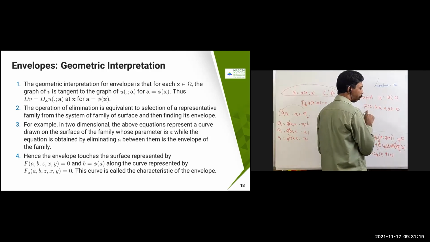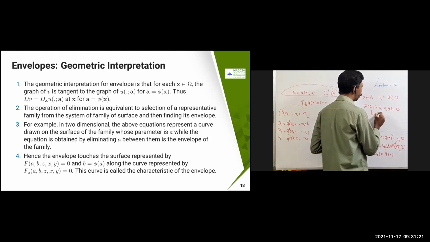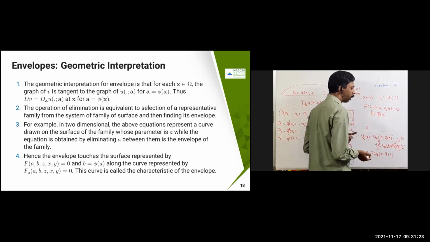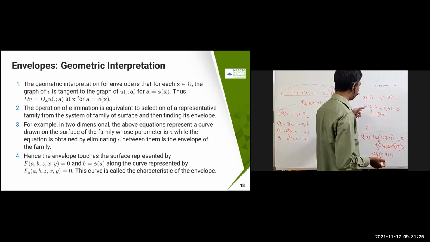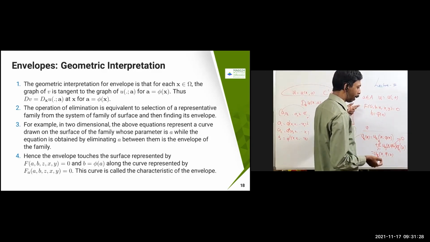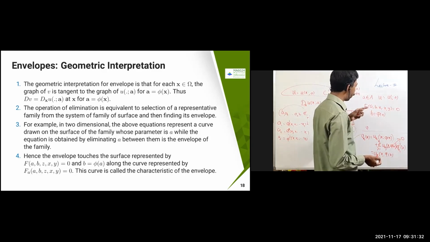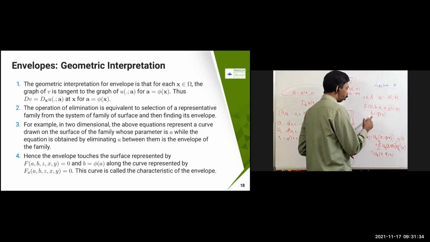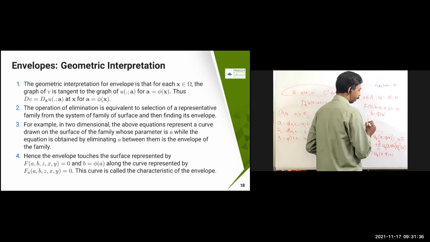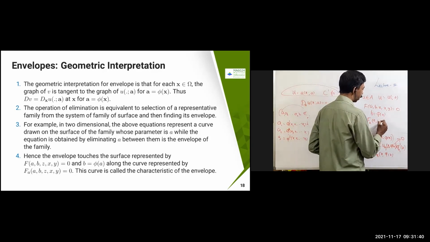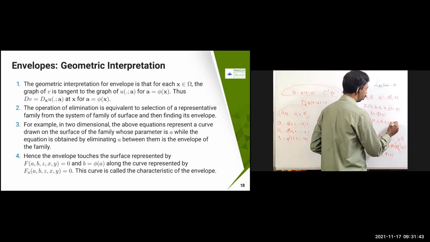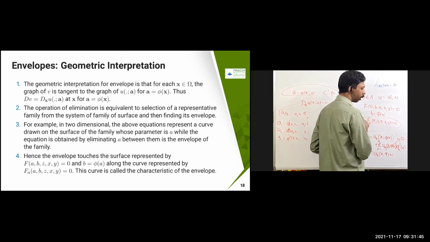I'm just going to eliminate one thing. B is equal to psi of a. I can eliminate, then the curve corresponding to this one. This is a family of surfaces because a, b are arbitrary here. So if I want to eliminate this one, what I have to do is put b equal to psi of a, and then calculate f_a of a comma b comma z comma x comma y equal to 0. This is going to represent the curve. This is called the envelope.